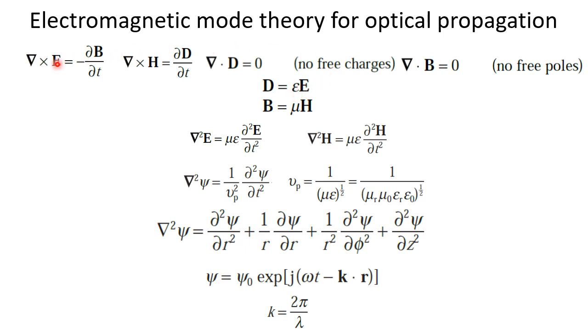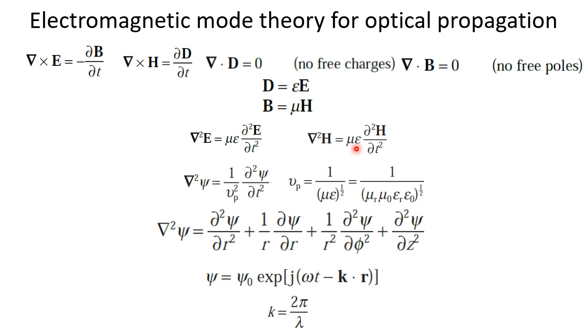So using these four equations and combining these two, we can write the wave equation, that is del square E equal to mu epsilon del 2 E del t square, and for magnetic field we have del square H equal to mu epsilon into del 2 H del t square. Now mu epsilon can be written as 1 by Vp square, where Vp is the velocity.